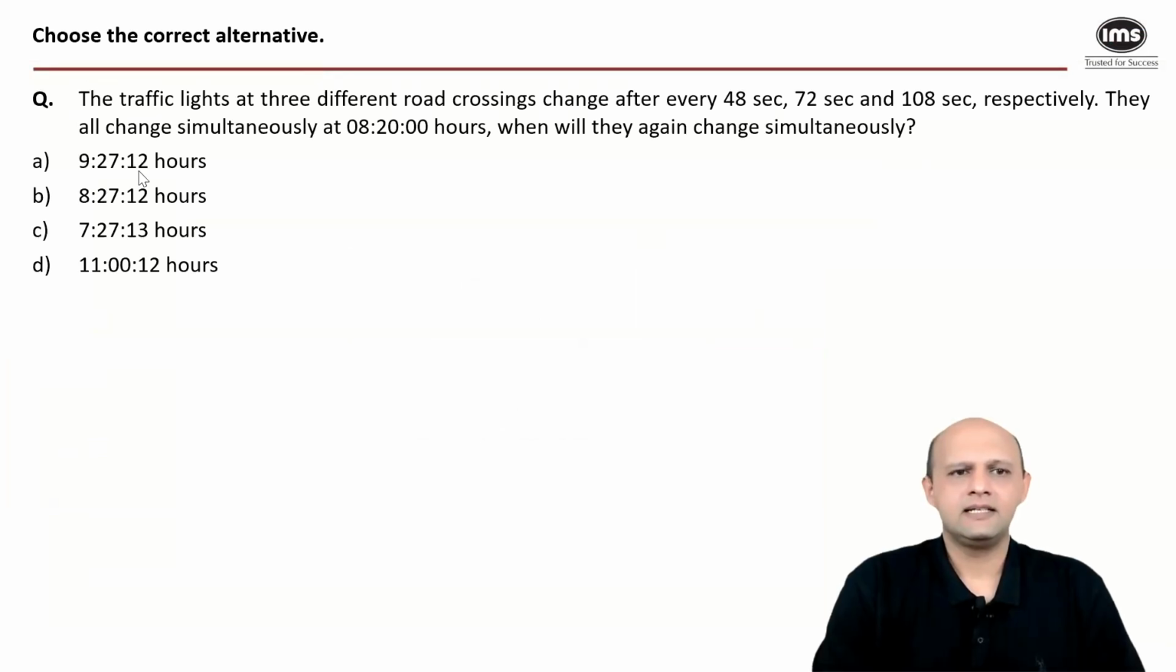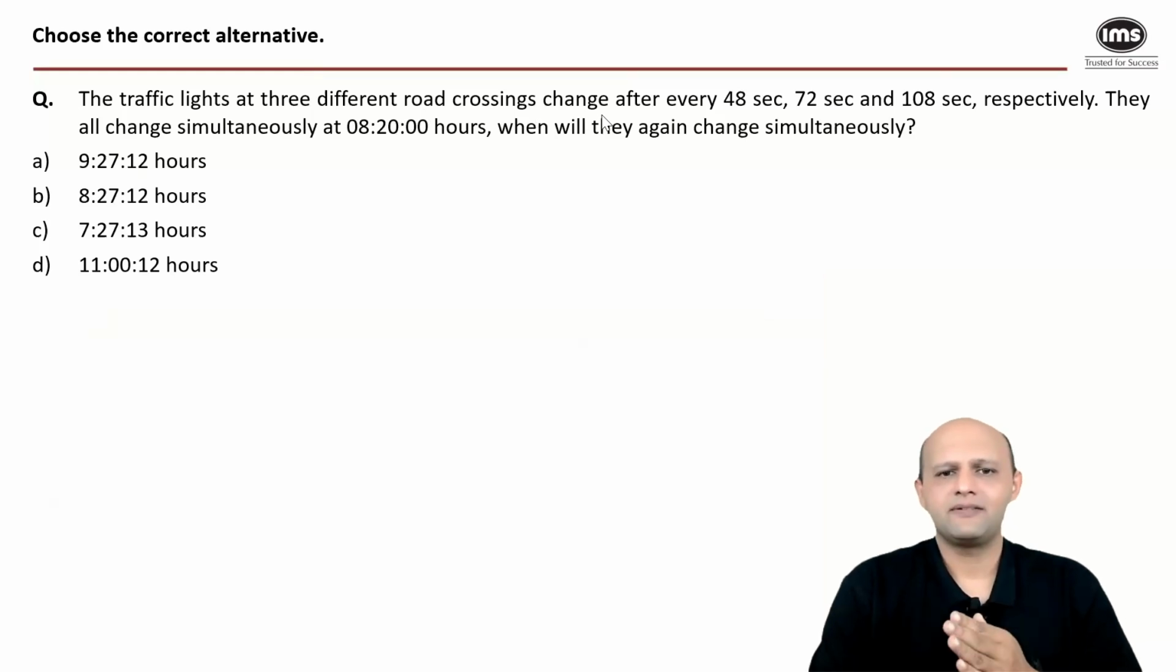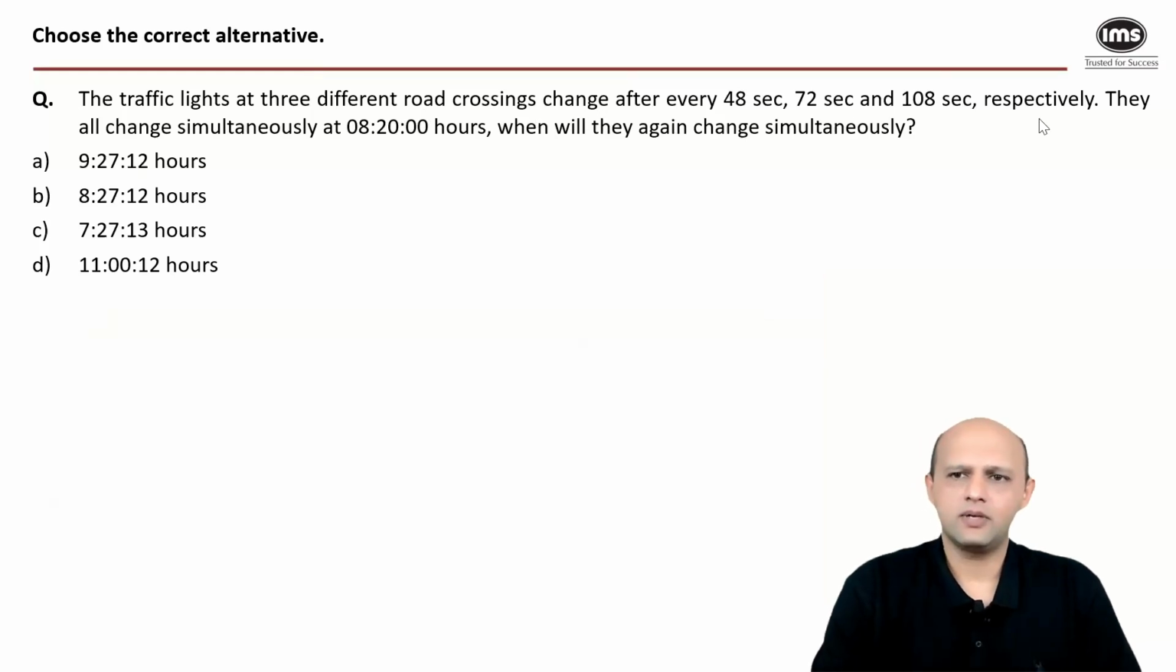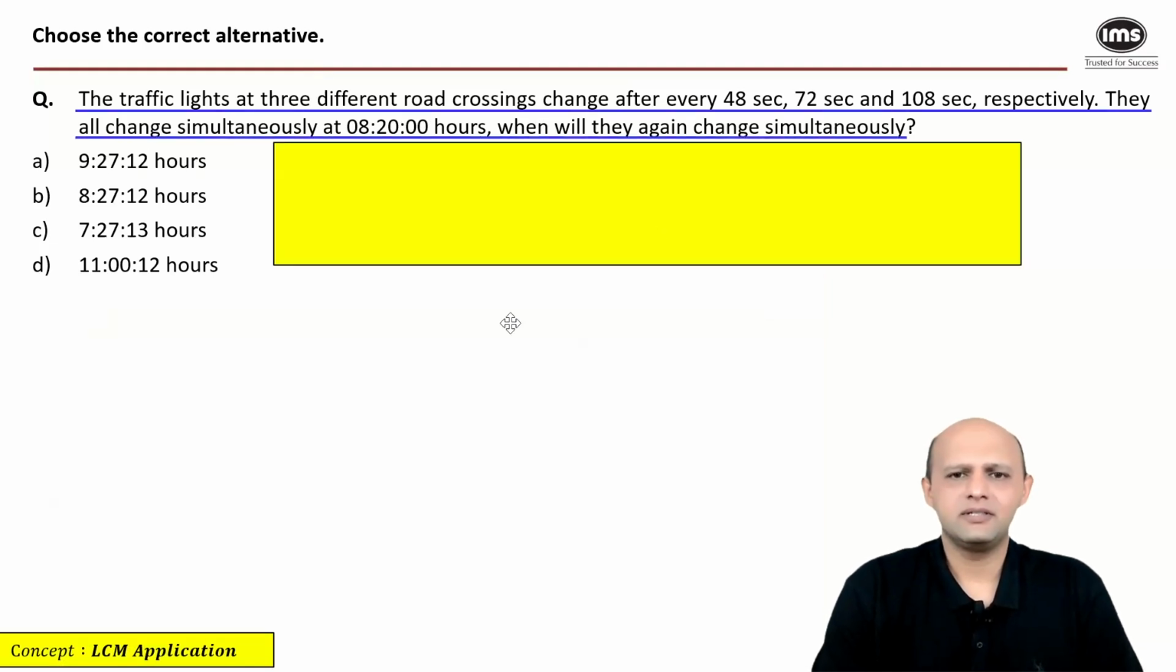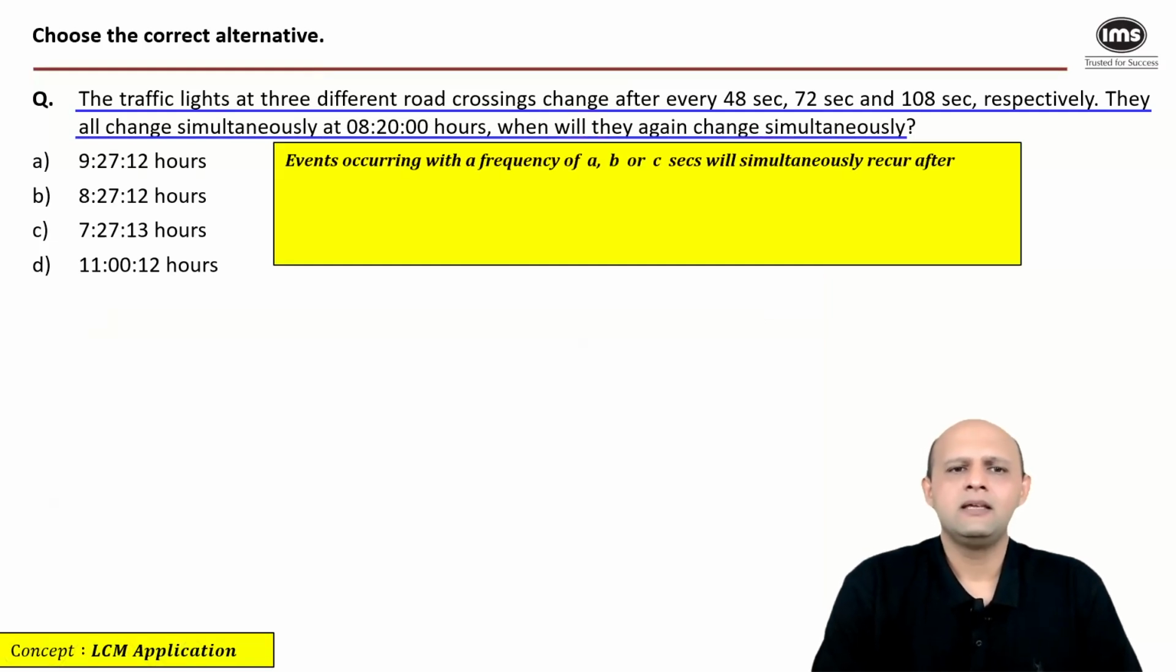Let us check the question. It says the traffic lights at 3 different road crossings change after every 48, 72 and 108 seconds. They all change simultaneously at 8:20. When will they change again? When will they again change simultaneously? It's a straightforward question based on the application of LCM. So what is the application here? That requires you to calculate LCM.